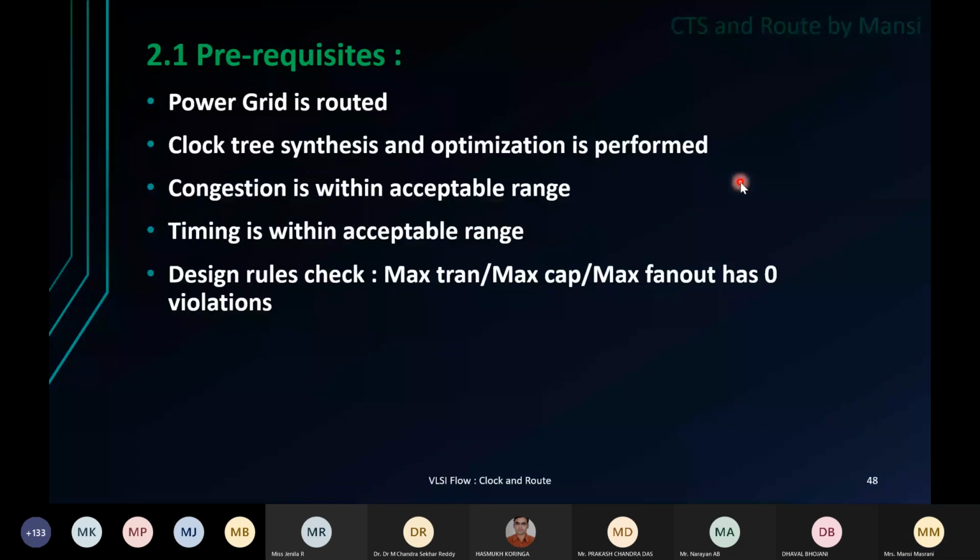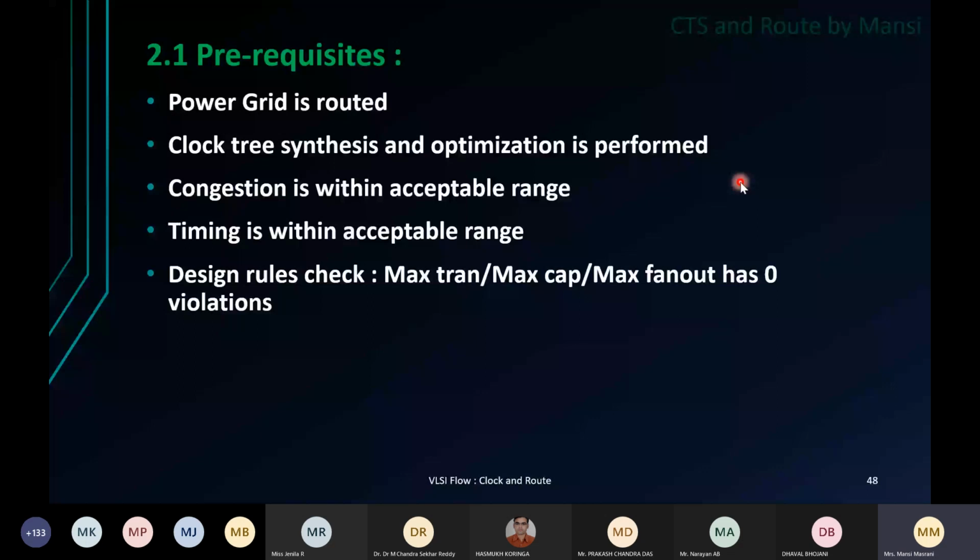Then your design rule check will happen. Max tran, max cap, max fan out should have zero violations. It cannot have any violations once your CTS is built. If it has, you cannot proceed with the routing stage. You have to redo the CTS.